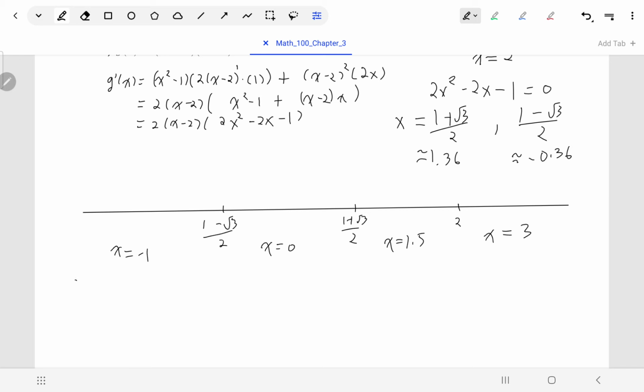And now I'll put them all into my derivative. And when I did this earlier, g prime of negative 1 came out to be negative 18. So we are decreasing in that interval. g prime of 0 turned out to be positive 4, so we are increasing in that interval. At 1.5, the derivative had a value of negative 0.5.